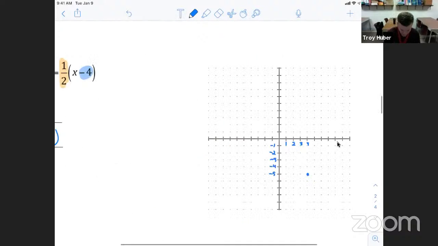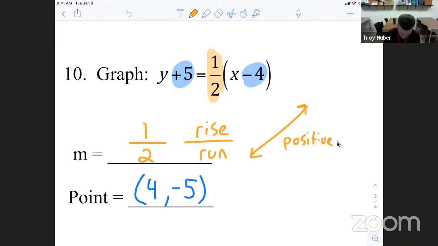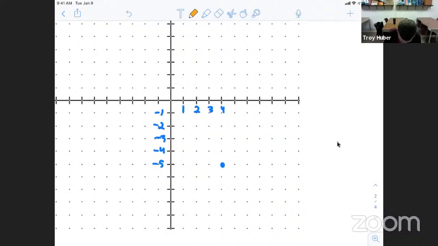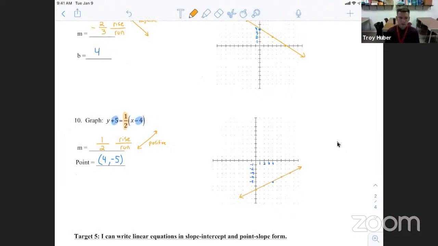This time we have a positive slope. So our slope is still rise over run. Since it's positive, it's going to go up and to the right. So I want to go up 1, right 2. Up 1, right 2, up 1, right 2, down 1, left 2, down 1, left 2. And we can see our line start to form. Now all we have to do is connect these points. That's all there is to it.